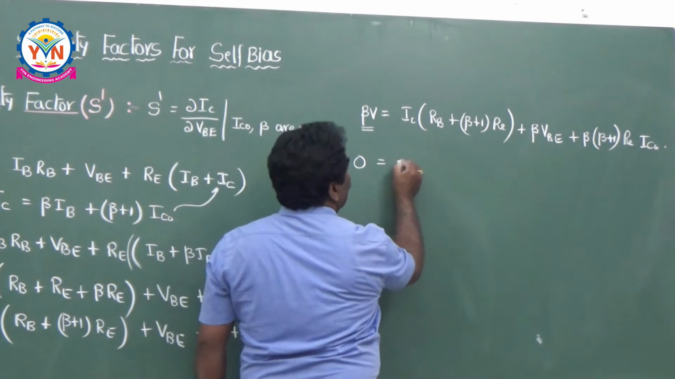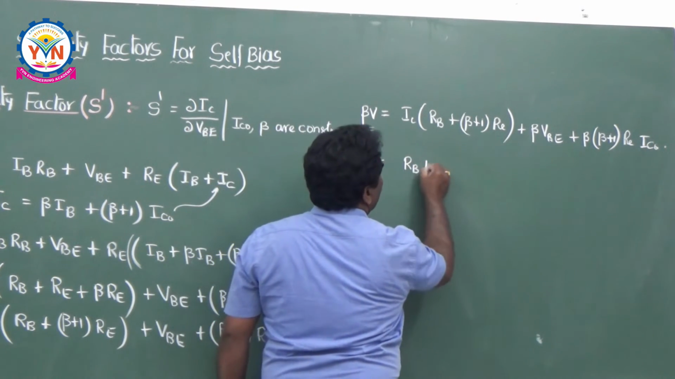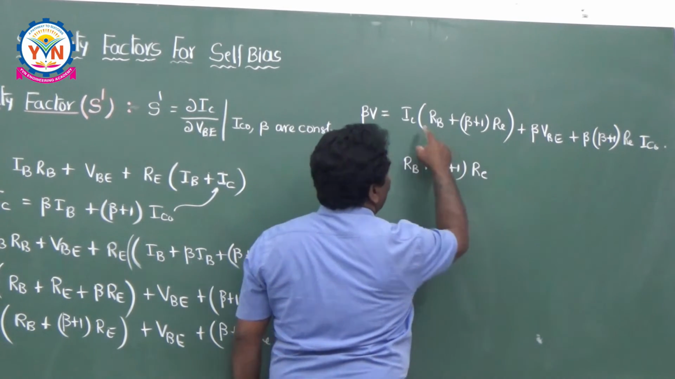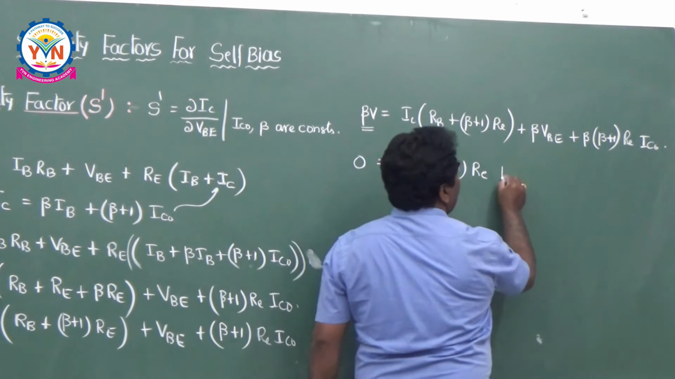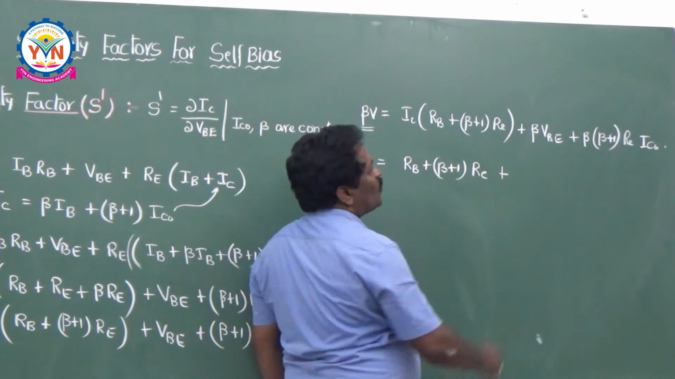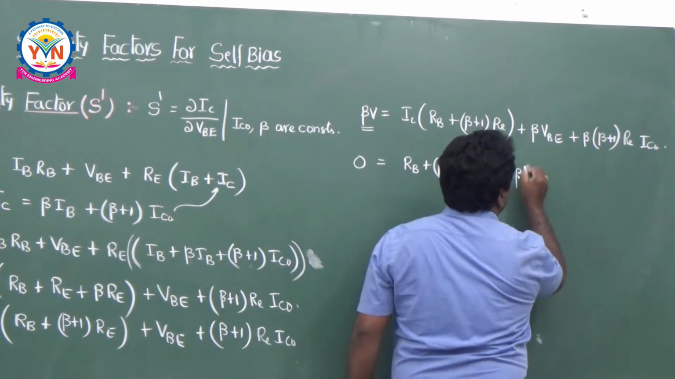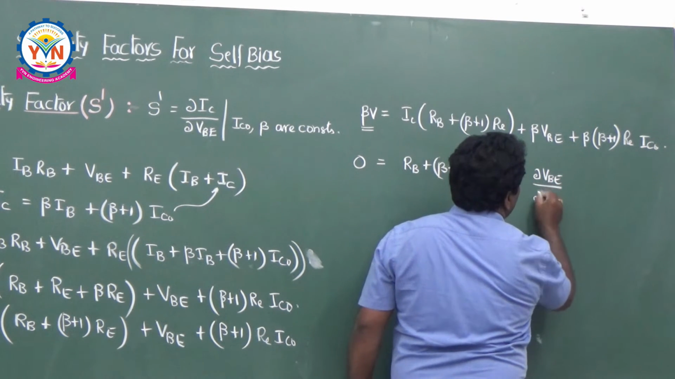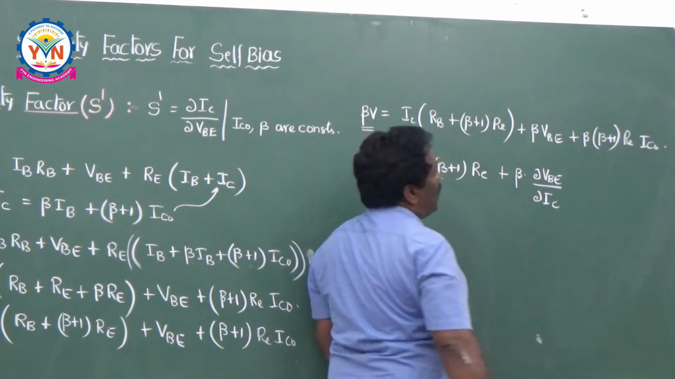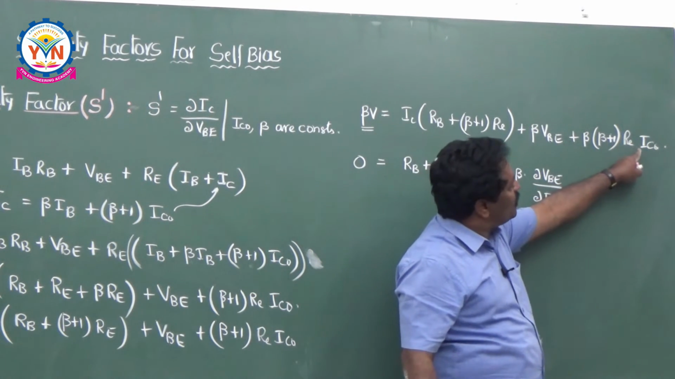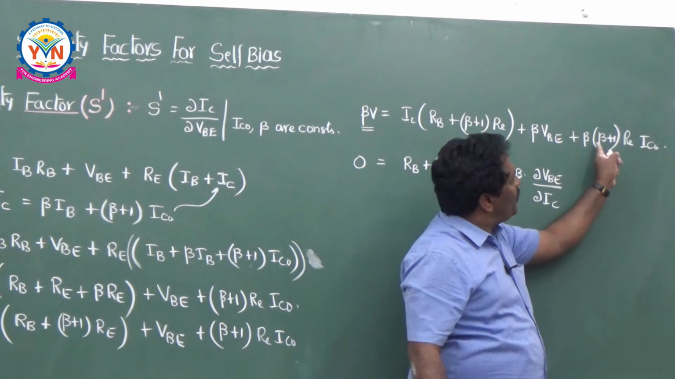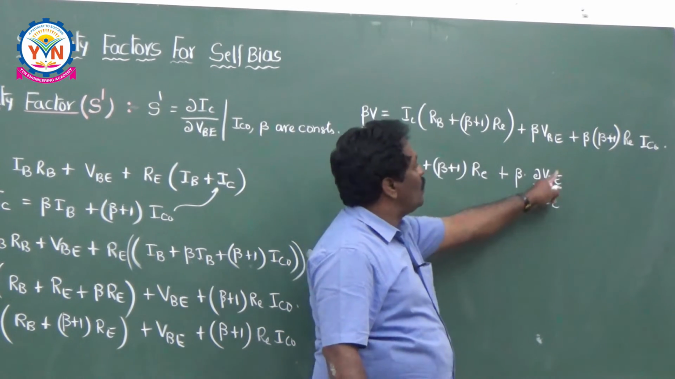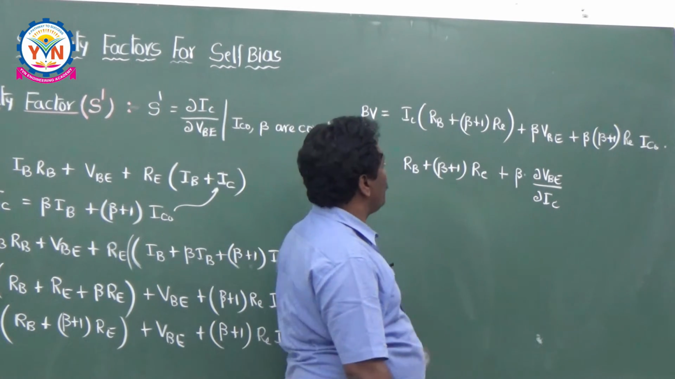So this is equal to RB plus (beta plus 1) times RE, this is the differentiation with respect to IC, which is 1, plus it is also 0. But here beta into dou VBE by dou IC, and the differentiation of all these constants is 0. IC naught is constant and beta is constant whenever you are evaluating with respect to VBE. So this is the expression that is remaining here.